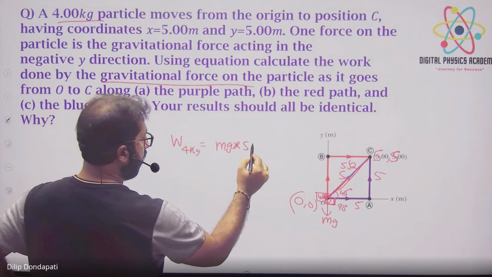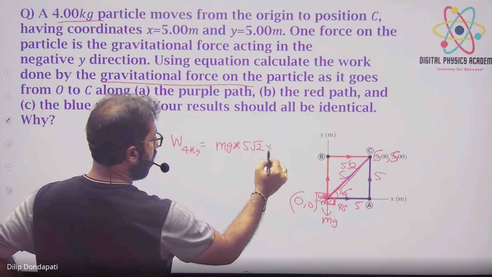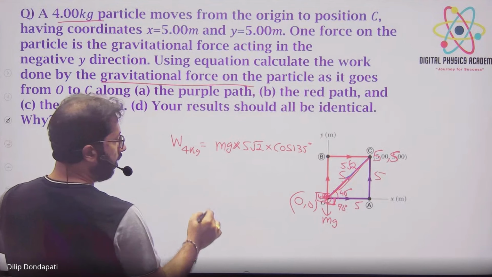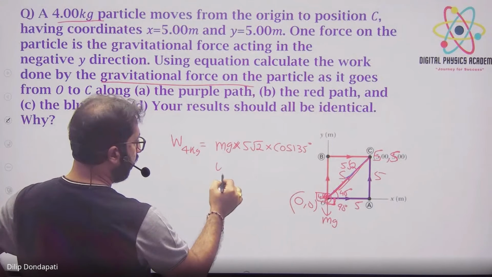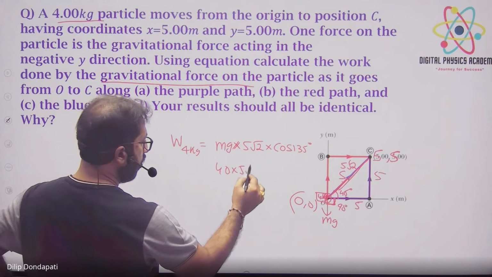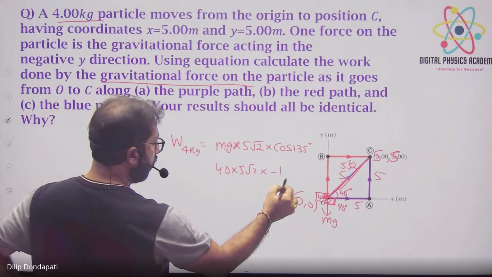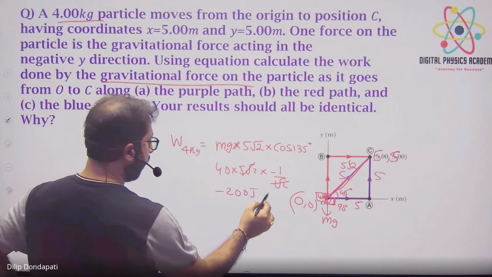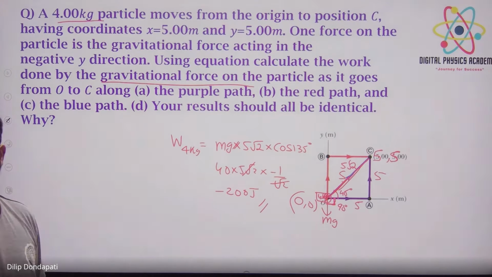Work done is mg s into cos 135. So mg means 40, into 5√2, into cos 135, which is -1/√2. Cancel, so it is -200 joules. Yes, that is the work done by the 100 N force.